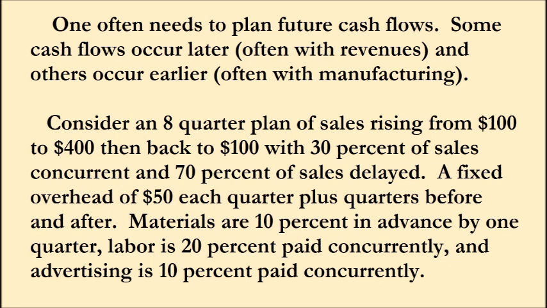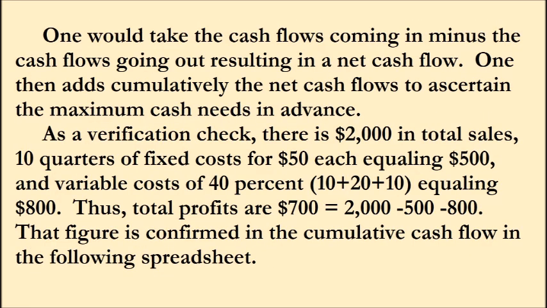Materials are 10% of the sales, but paid a quarter in advance. 20% is labor, and another 10% for advertising, and those will be paid concurrently. Well, to set everything up, we're going to first realize we have a total of 10 quarters, 8 plus the 1 on each side, and you would take all the monies coming in, accumulate those, take all the monies going out, accumulate those, and take the difference to get a net cash flow per quarter.